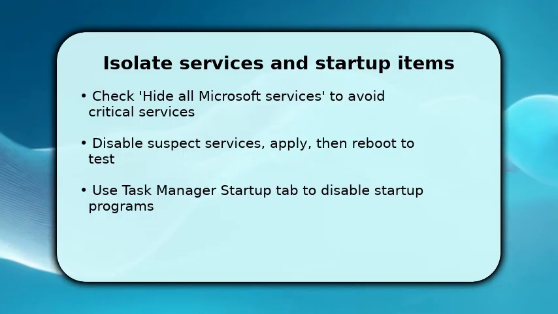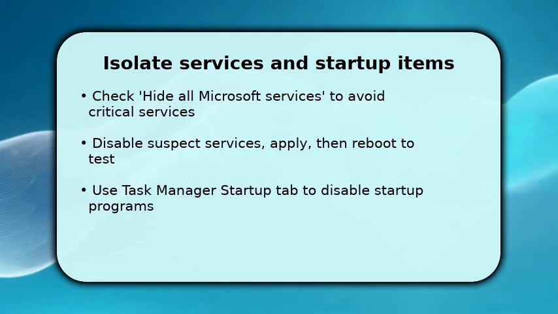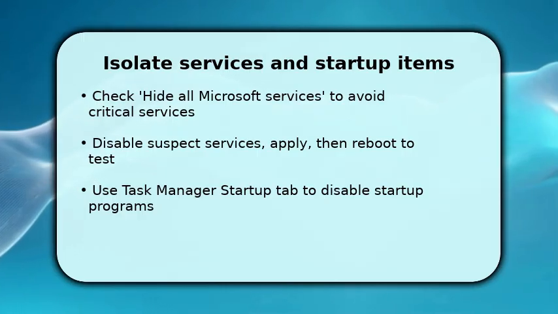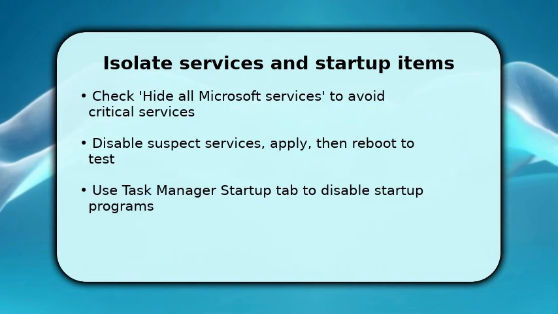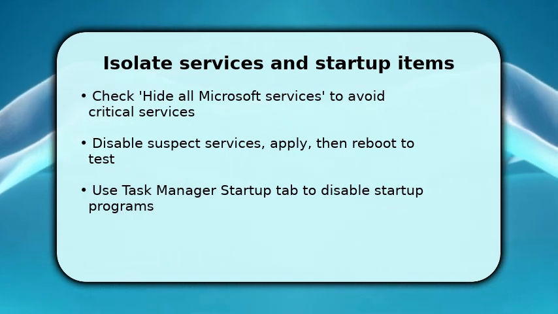This step-by-step disable and reboot cycle narrows the culprit. Next, open Task Manager's Startup tab to disable high-impact programs at boot. This prevents them from reintroducing the error. If the system boots cleanly after a change, re-enable items one at a time to identify the exact trigger and document the failing entry for removal or update.